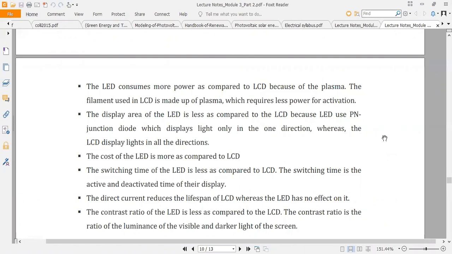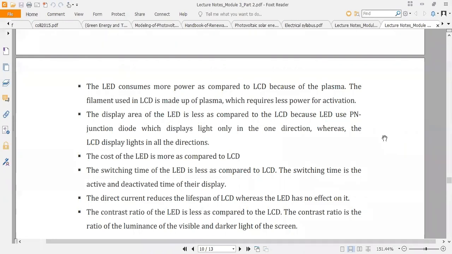The cost of LED is more as compared to the LCD, obviously, and the switching time of LED is less as compared to this LCD. Okay. What is the switching time? It is basically the time which required to come from active to deactivate status. Okay, active stage to deactivate stage, or you can say from deactivate stage to active stage. That time is less in case of LED.